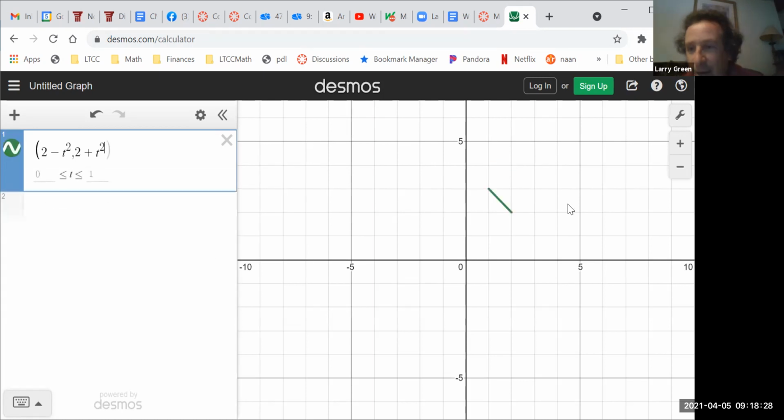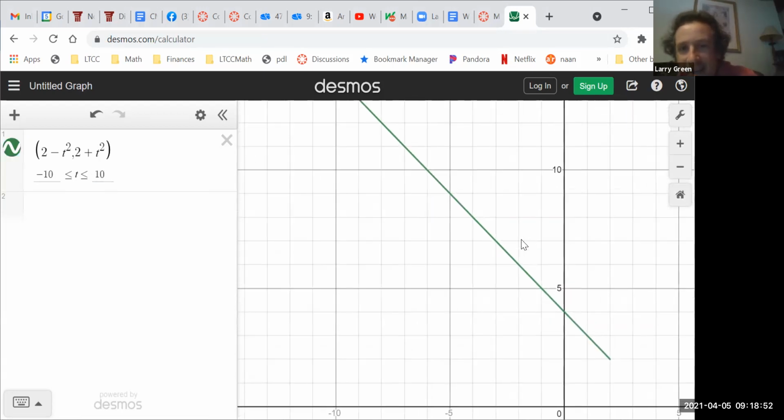Does that look like a parabola? Doesn't look like a parabola to me. Maybe we've just zoomed in too much. What do you think? Okay, so maybe we should let t not go from 0 to 1. Let's let it be bigger. So let's go from, how about negative 10 to 10? Did that make it look like a parabola?